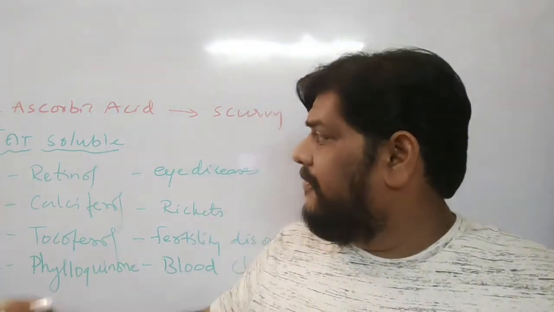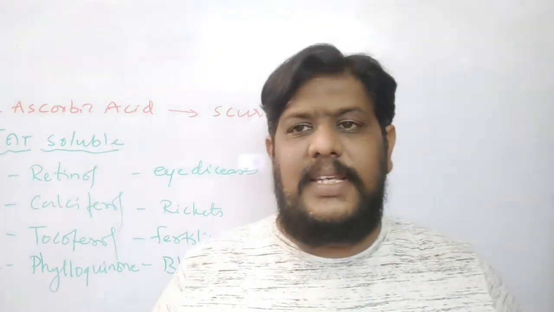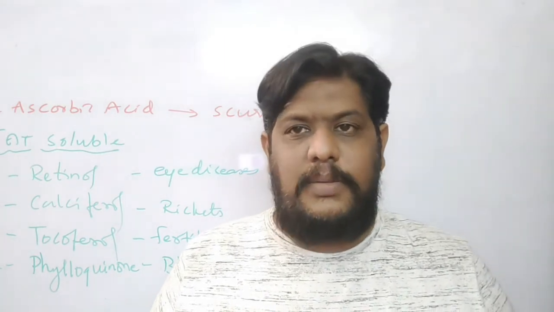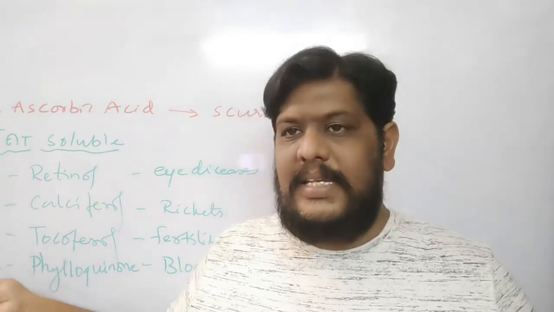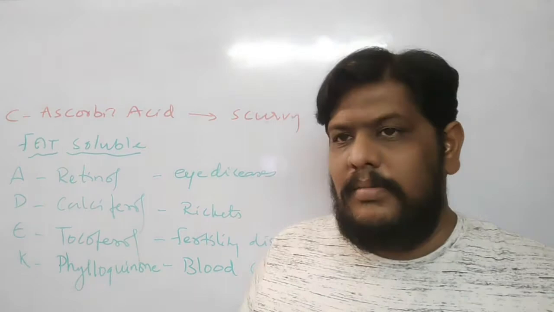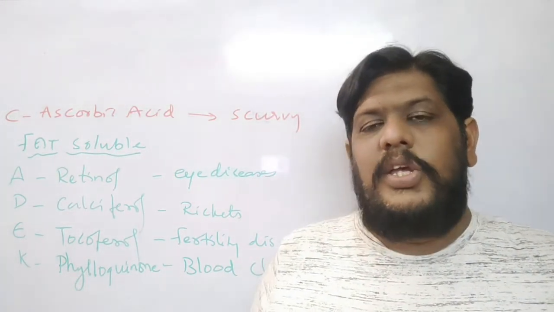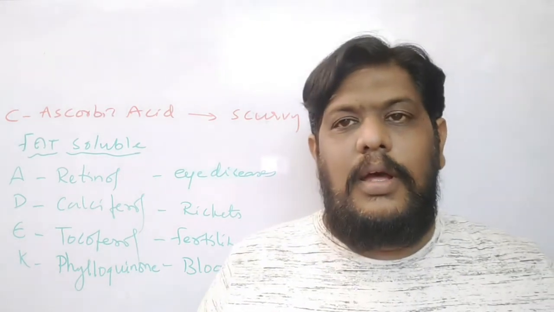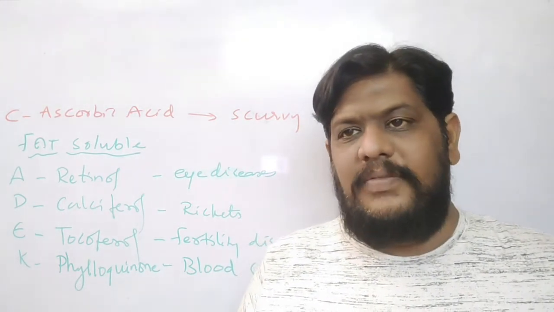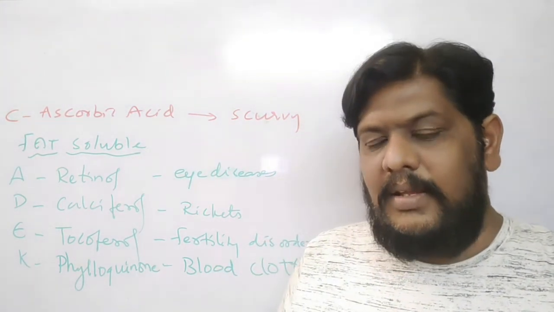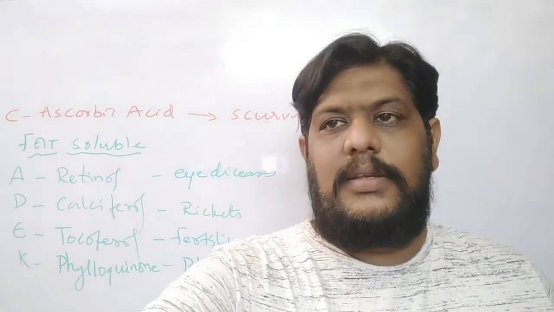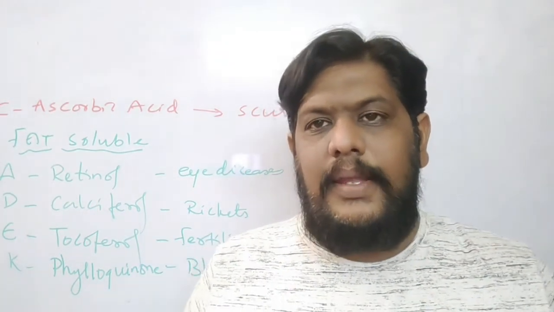The next is fat soluble vitamins. As we have discussed, there are 4 fat soluble vitamins, right? The first one is A, second one is D, third one is E, and fourth one is K. So these are the 4 fat soluble vitamins. Out of these, we will start reading the first one, that is vitamin A.